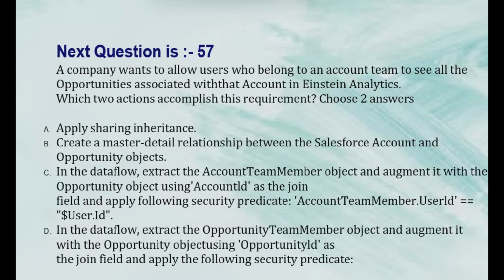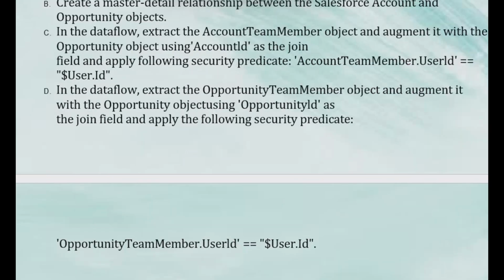Option C, in the data flow, extract the account team member object and augment it with the opportunity object using account ID as the join field and apply the following security predicate. Option D, in the data flow, extract the opportunity team member object and augment it with the opportunity objects using opportunity ID as the join field and apply the following security predicate.